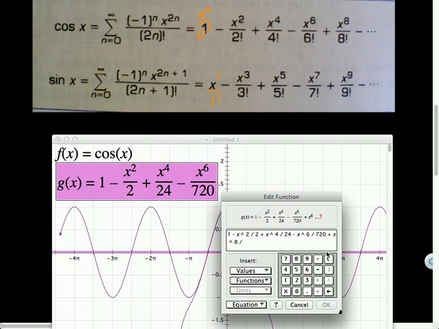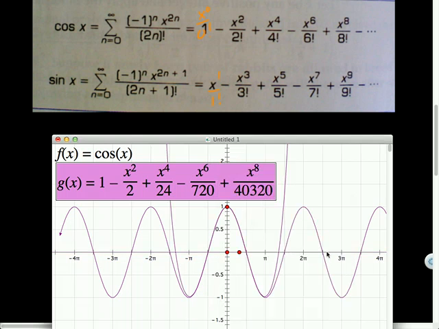Did someone find 8 factorial for me yet? Isn't it 40,000? Yes. Is it? 40,320. All right, so let's do this, and lo and behold, notice I'm getting even more accurate approximations, and then it clearly starts getting further and further off.